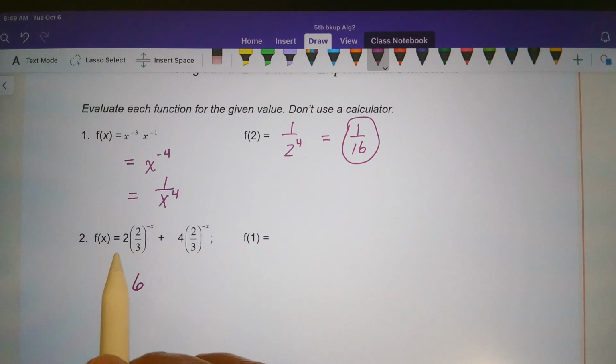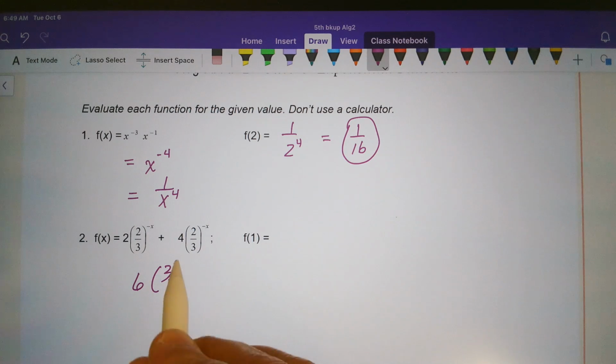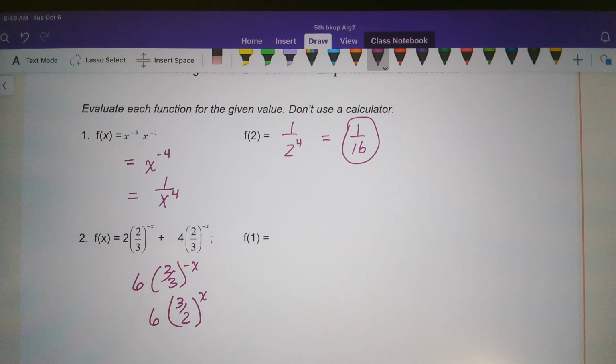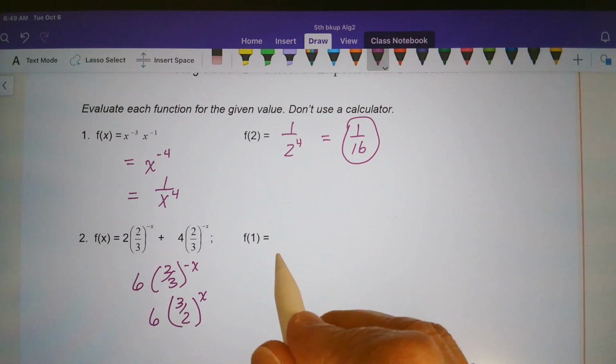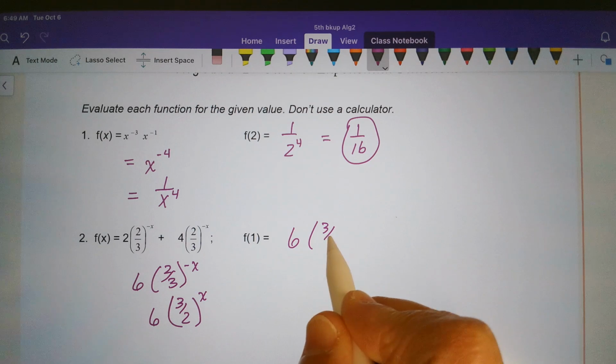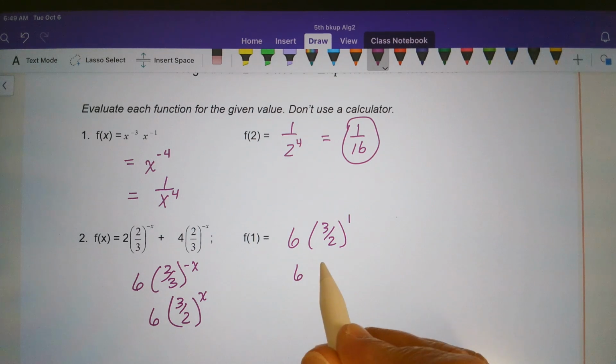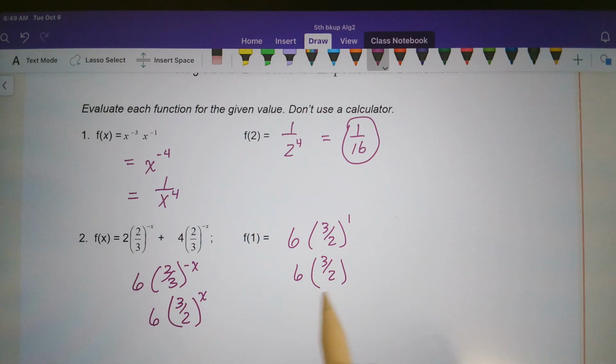This would be 6, right? 2 plus 4 is 6. We would add the coefficients times 2/3 to the negative x. Let's take care of that negative exponent by flipping the fraction. So we've got 6 times 3/2 raised to the power of x. Now substitute 1 in for x. That's simply 3/2. And what is 6 times 3/2? That's 18 divided by 2, which is 9.